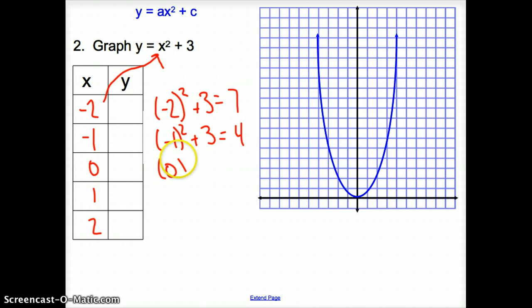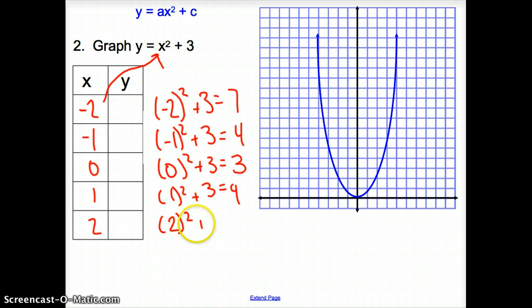Then we have 0 squared plus 3. 0 plus 3 is just 3. Moving on to 1 squared plus 3 is 4. And finally, 2 squared plus 3 is 7. So I'm going to put all these guys in for my y. So 7, 4, 3, 4, and 7.